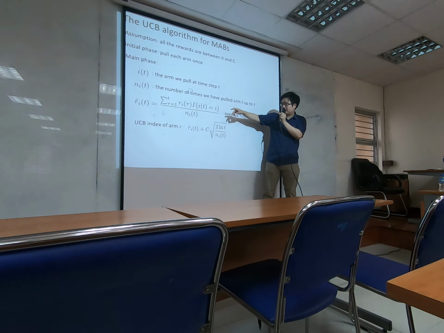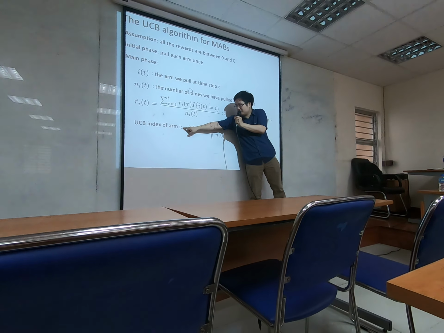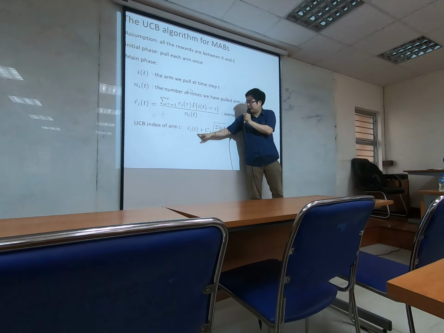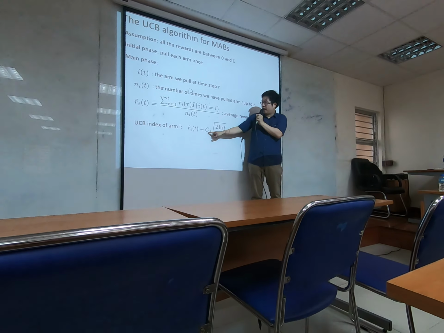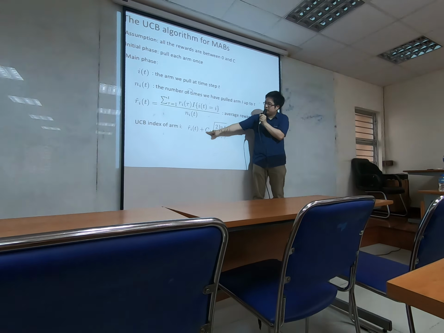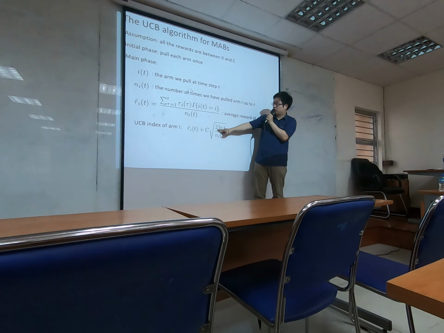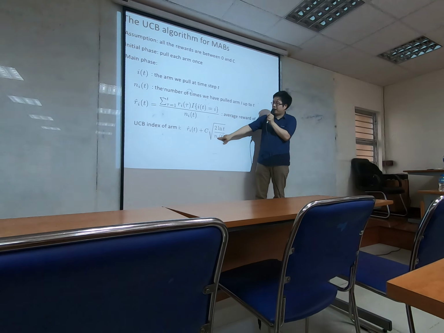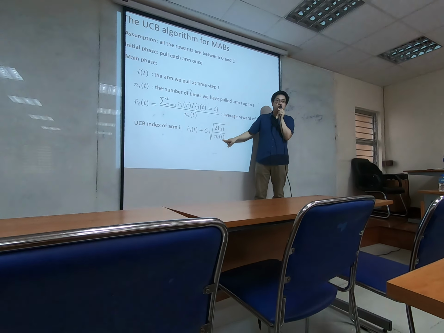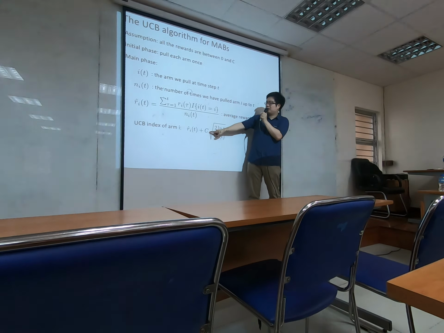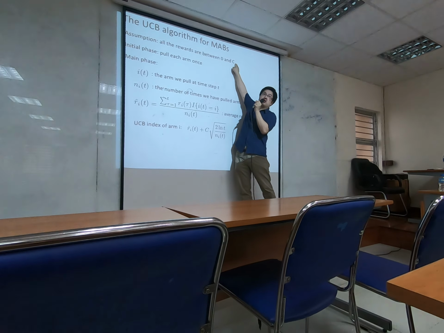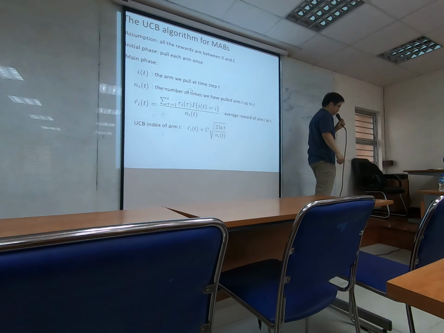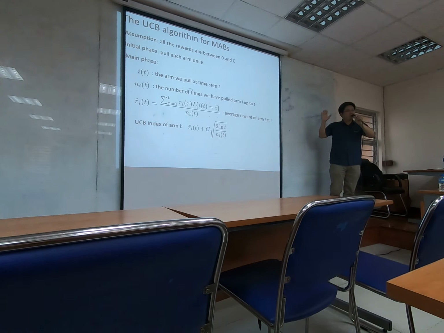Once we have these, we define the UCB index as follows. We take the estimated average and add to it this bonus, which is the square root of 2 log t, where t is the number of rounds so far, divided by the number of times we have pulled the arm so far, multiplied by C, the bounded support. That's the index.